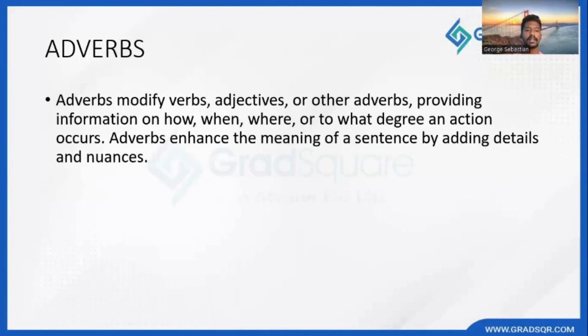And next, we have the category called adverbs. So in the case of adjectives, adjectives are words that describe nouns. So we might think that in the case of adverbs also, adverbs are words which only describe or modify verbs, but it is not so. We have to understand that adverbs can modify verbs, adjectives, or even other adverbs in a given sentence, so that they give us information on how, when, where, or to what degree an action occurs in a given sentence. So by using adverbs in a sentence, we are getting more and more additional information.